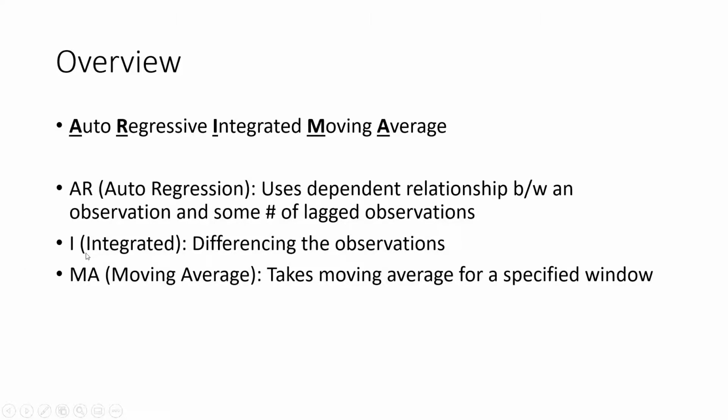And then there is the third component, called the moving average component, which takes a moving average for a specified window or specified number of periods. For example, you can specify to take the moving average for 2 periods, 3 periods, and so on. It will take that 2 period or 3 period moving window, and for that particular window it will take the average of the values. So these are the 3 components of the ARIMA model.